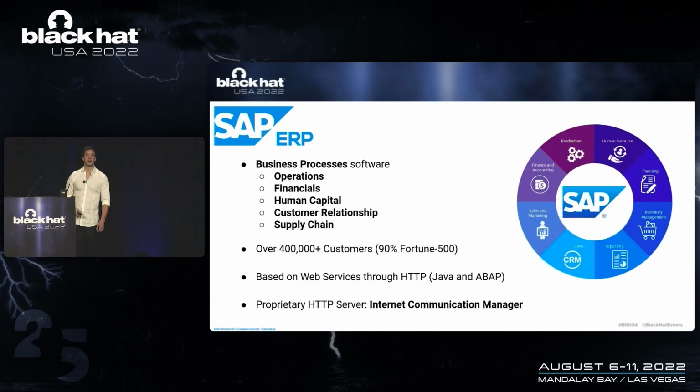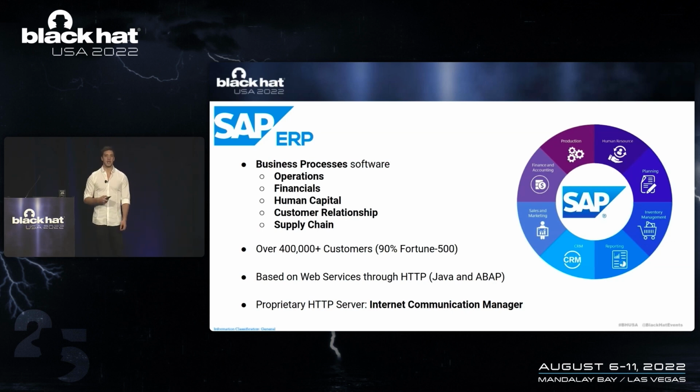Among the different enterprise software developers, SAP is probably the most popular one, with over 400,000 customers and installations, including 90% of Fortune 500s. SAP develops enterprise software that is used by different companies to manage their business processes and their most critical assets. That includes their operations, their financials, their human capital, their customer relationships, supply chains, and many others.